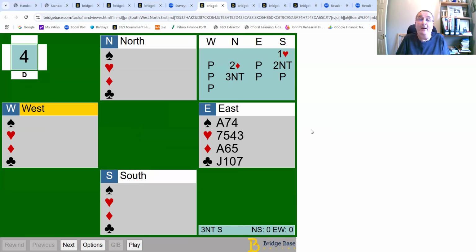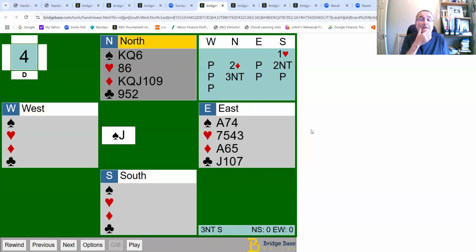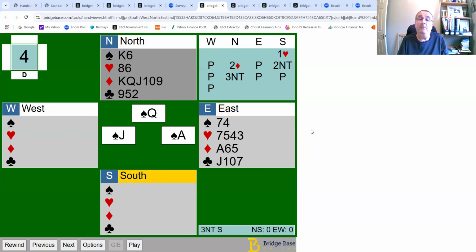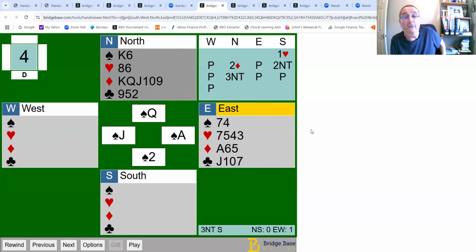Let's try this one where it's opening 1 heart, 2 diamonds, 2 no trump, 3 no trump. And your partner here leads the jack of spades, which is presumably their best suit and top of the sequence. So you have a look at dummy, Declarer calls for the queen from dummy, and let's suppose you play the ace to win the trick. And I've got the next poll for you, which is what suit do you think he should play now? Should you play a spade, a heart, a diamond, or a club?